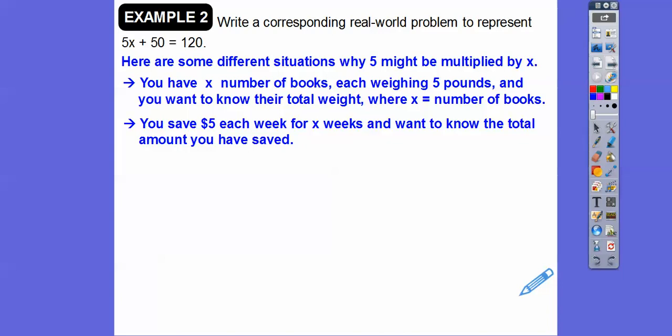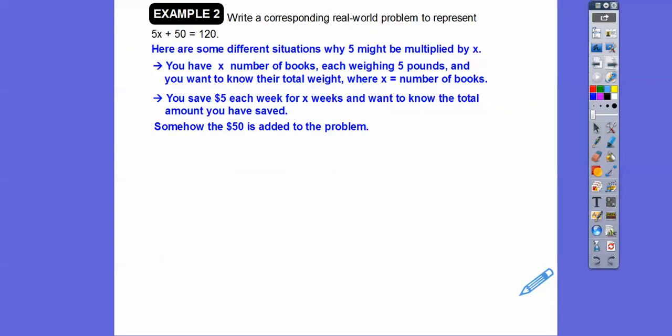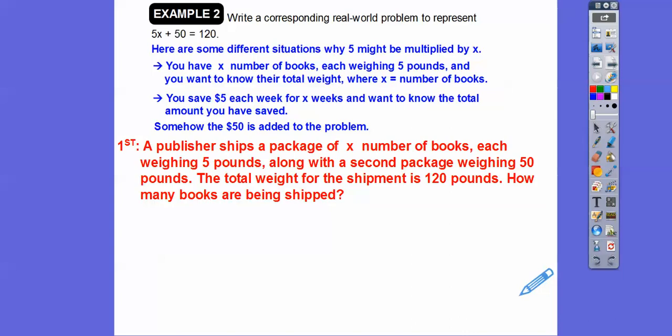And then, here's another scenario. You save $5 a week for x weeks, and you want to know the total amount after you saved. And that 50, we just got to add that 50 into the problem somehow. So 5x is going to be the stuff right there. Here's one scenario. A publisher ships a package of x number of books. Each book weighs 5 pounds, along with a second package of 50 pounds. So the total weight for the shipment is 120 pounds. How many books are being shipped?